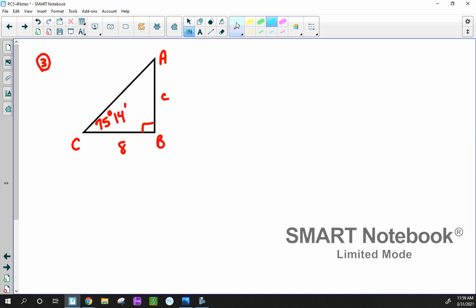Alright, quick note, on questions that give you, sometimes you'll see angles marked with degrees and minutes. Remember that we have been taught how to convert those, and so when you do see 75 degrees and 14 minutes, I need you to go ahead and convert it back to just degrees. And so remember, you're going to do 14 times 60.